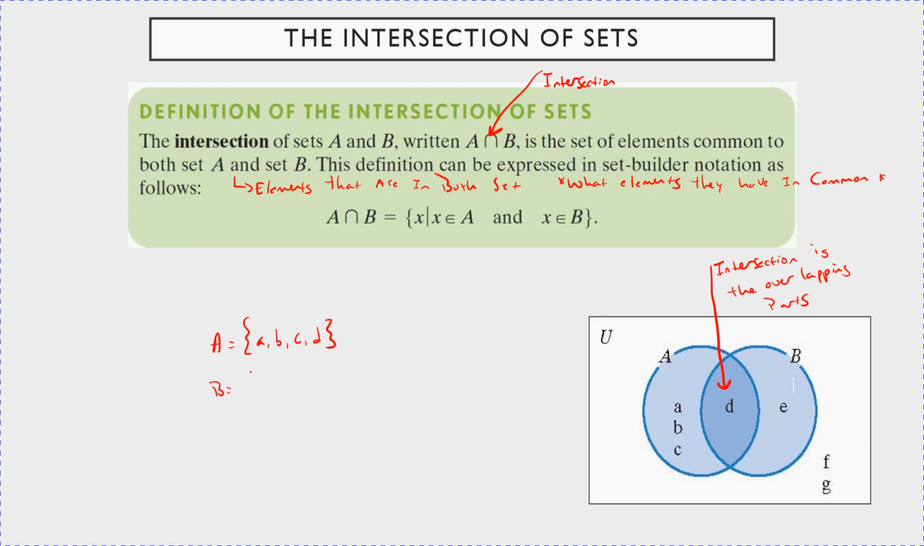Set B is D and E. And look, just by inspection, just by looking at it, they both have the element D in common. So A intersection B is just that common element D. It's that overlapping part here.